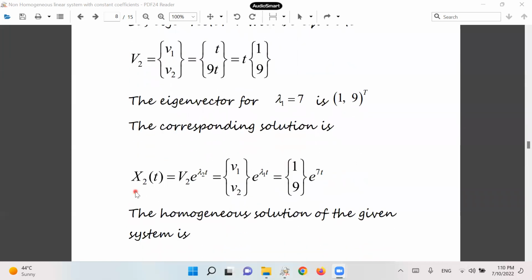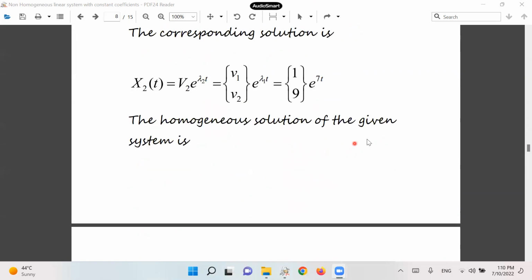So the solution we are going to write as follows: x2(t) equals v2 into e power lambda 2t, where v2 is the same eigenvector which we have just found, that is 1 and 9. And e power lambda 2t, here must be lambda 2. Lambda 2 is 7. So we will write here 7t.